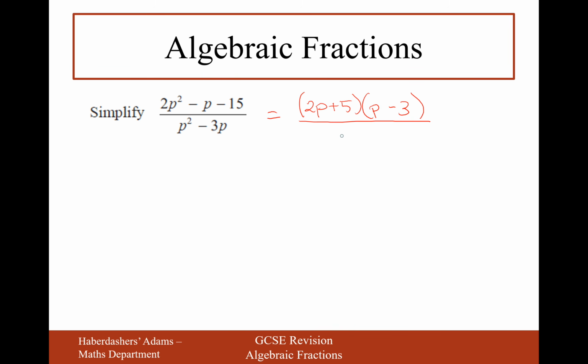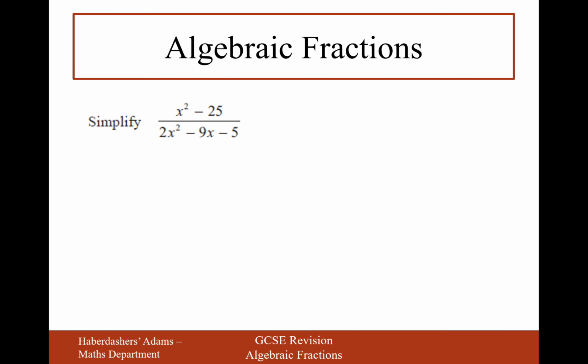For the bottom one here, it's a one bracket factorization question, p brackets p minus 3. And we can simplify here the p minus 3 as a factor from the top and the bottom, 2p plus 5 over p. And there we are, that's the answer to that one. Let's move on to the next one. Pause the video and give this one a go.